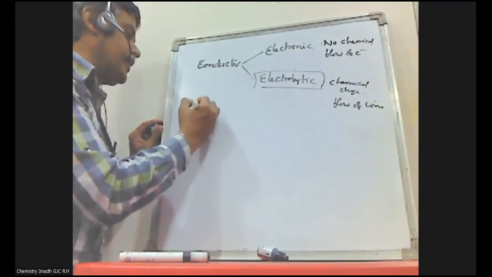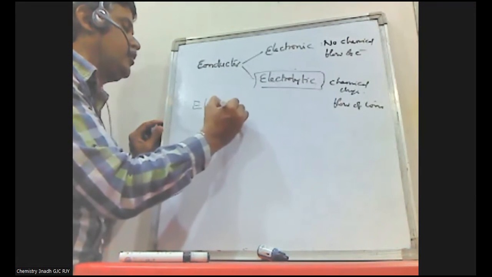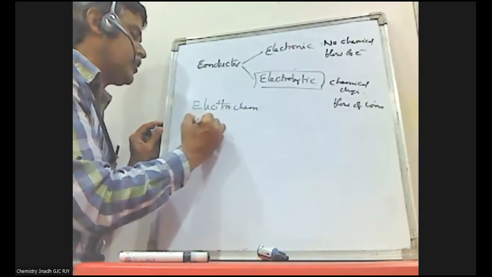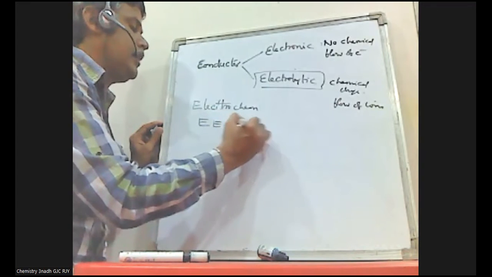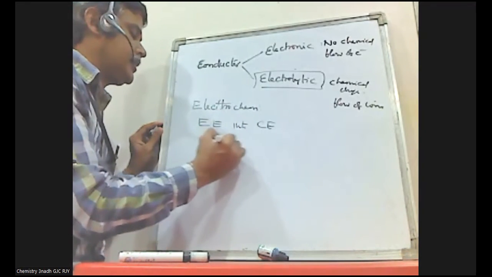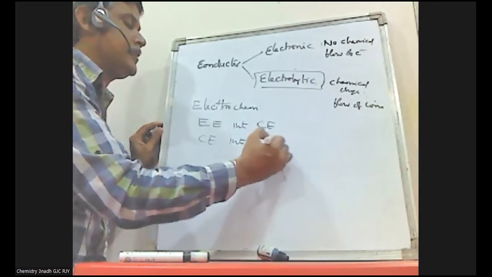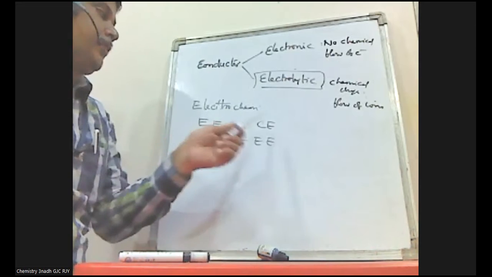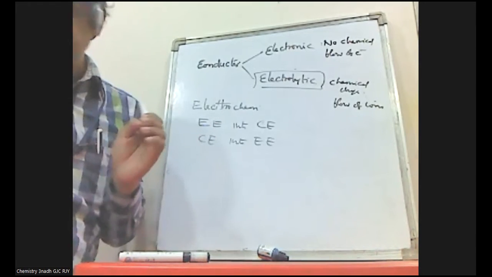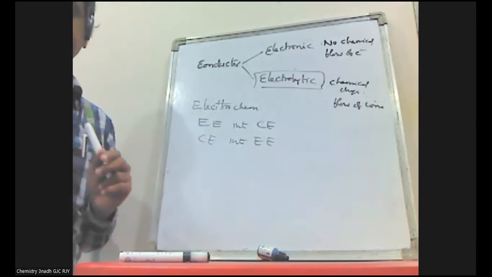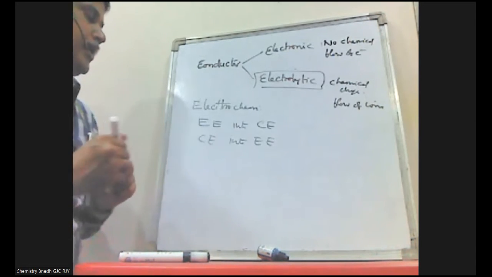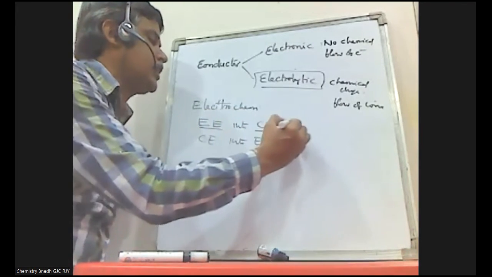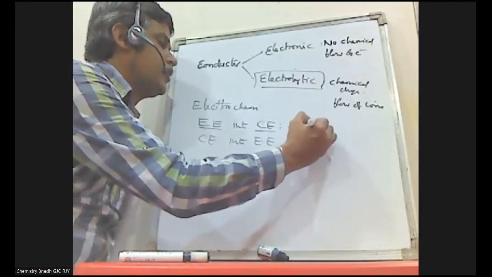I have divided electrochemistry into two parts. One is conversion of electric energy into chemical energy, and the second part is chemical energy into electric energy. I have started the first part, conversion of electric energy into chemical energy. The device which is used for conversion of electric energy into chemical energy is called an electrolytic cell.